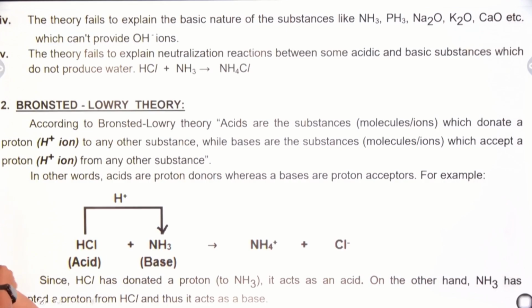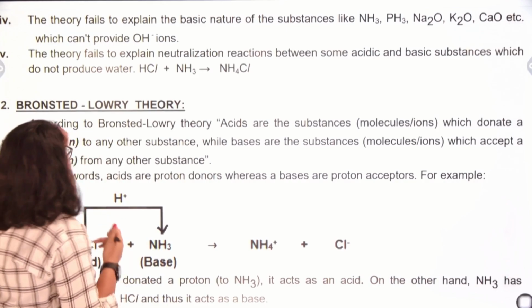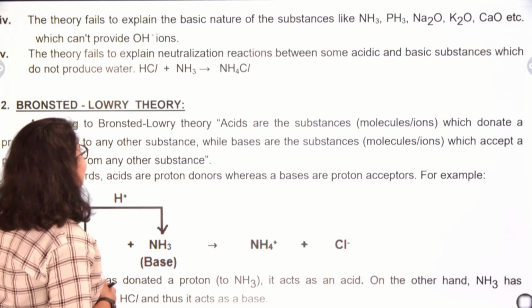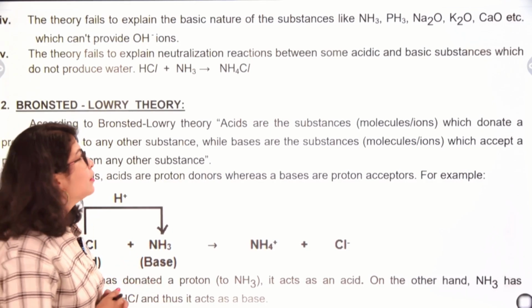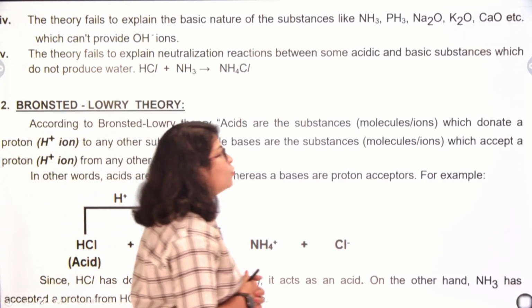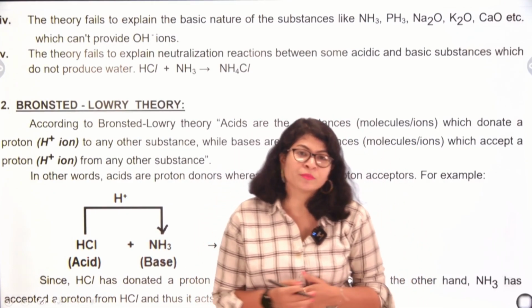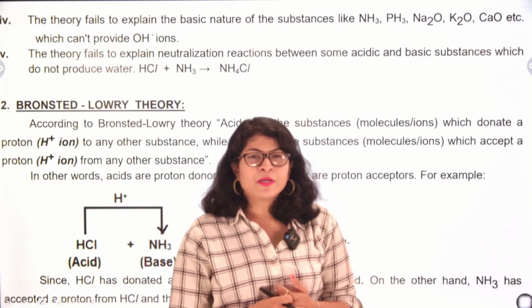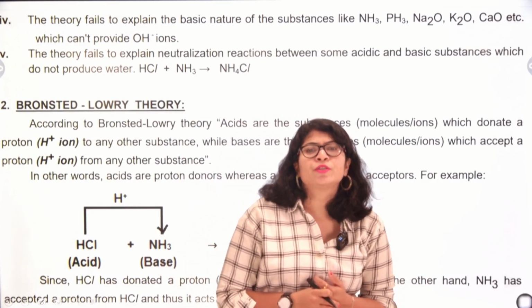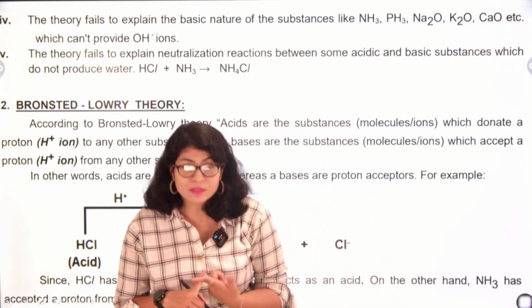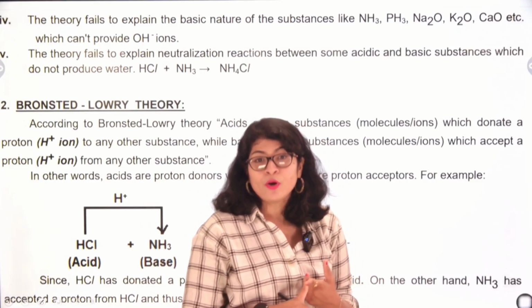Now, if I see the other limitation, this theory fails to explain the basic nature of substances like NH3, PH3, Na2O, K2O, CaO, which similarly do not have OH- ions. This theory also fails to explain the neutralization reaction between some acidic and basic substances that do not produce water.